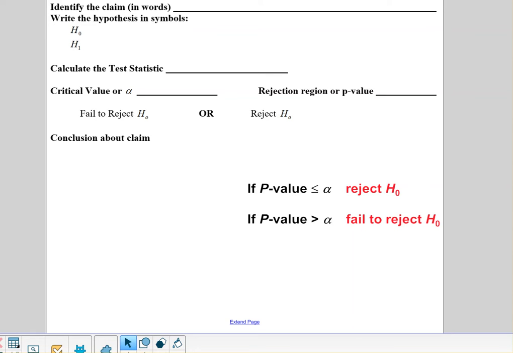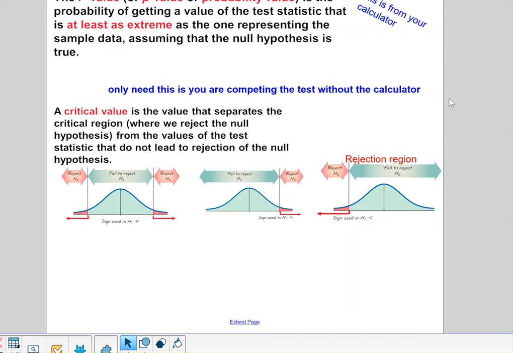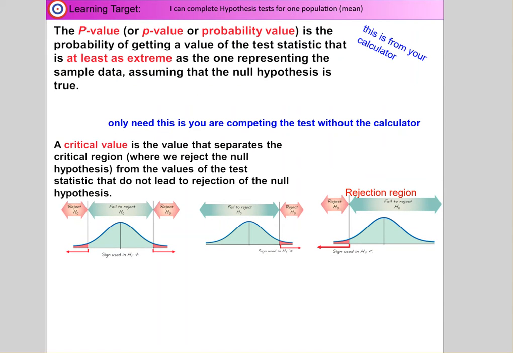And really what that's telling us, if we turn our page over to 150, is that the p-value, or the probability value, is the probability of getting a value that is at least as extreme as the one representing the sample data. So a super low p-value means it's really outside of the scope of what you would normally get.